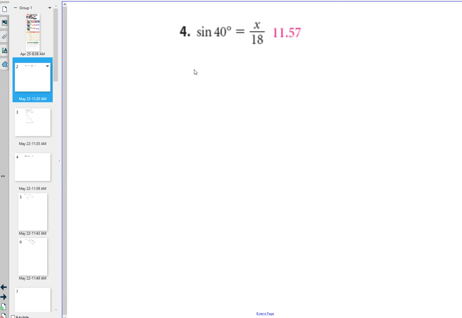Is that x on the top or on the bottom? When the x is on the top, you are going to multiply. And the way you're going to multiply is you just get whatever's on the bottom and move it to the front. So I can just say x is equal to 18 sine 40. But wait, there's more.